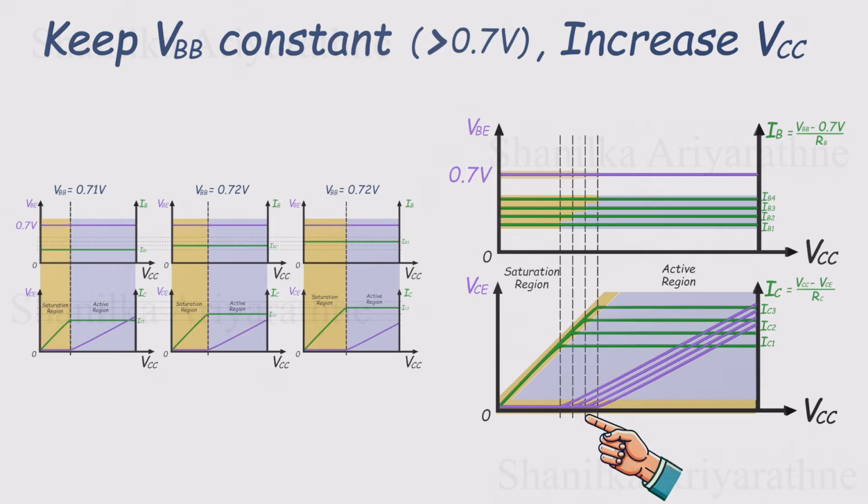But once IC stops increasing, even though VCE continues to rise, we move into the active region. Here, IC stays constant, and it's completely controlled by the base current, IB.